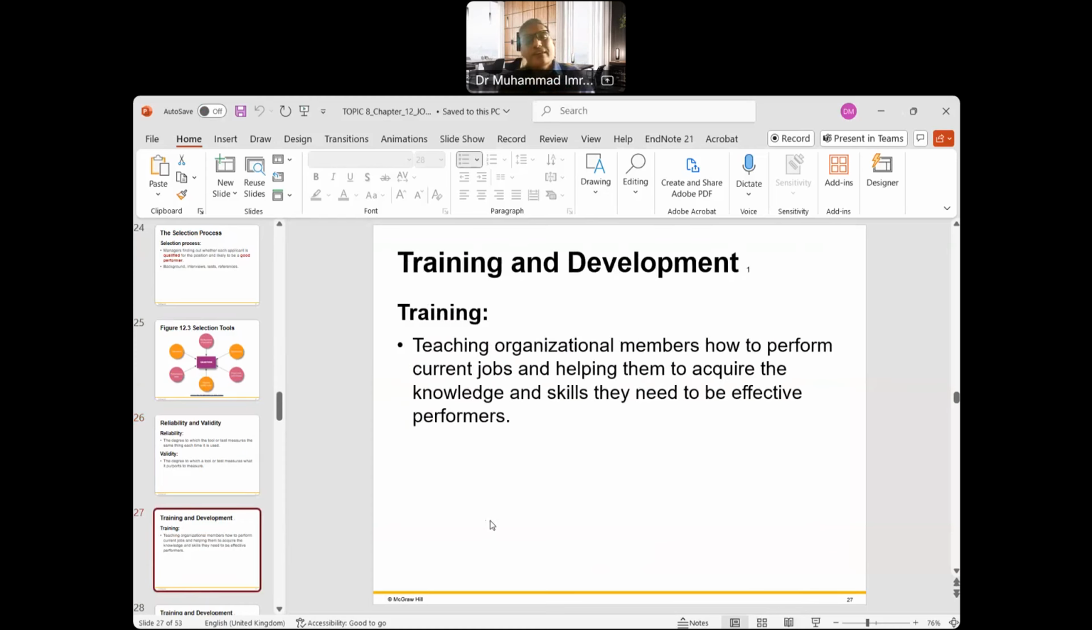Now the third one is training and development. What is training? Teaching organizational members how to perform current jobs and helping them acquire the knowledge and skills they need to be effective performers. They want to improve their performance. That's why they are giving them new skills, new training.